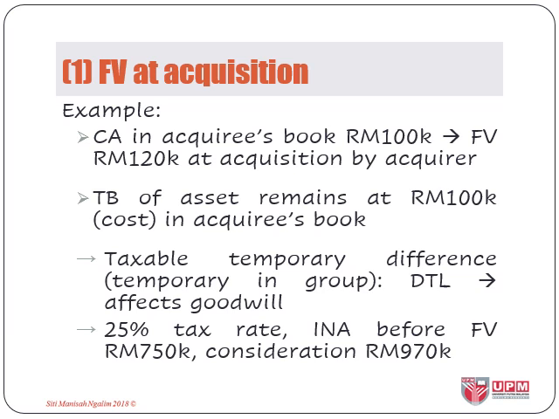For example, say that the carrying amount of an asset in the acquiree's book is 100,000 ringgit, and its fair value at acquisition is 120,000 ringgit. The tax base of the asset remains at 100,000 ringgit, which can be equivalent to the cost if the acquiree applies the cost model. At group level, there will be a taxable temporary difference, and this will affect goodwill at acquisition. Now say that, for simplicity's sake, the tax rate is 25%, the identified net asset is 750,000, and the consideration is 970,000 ringgit.